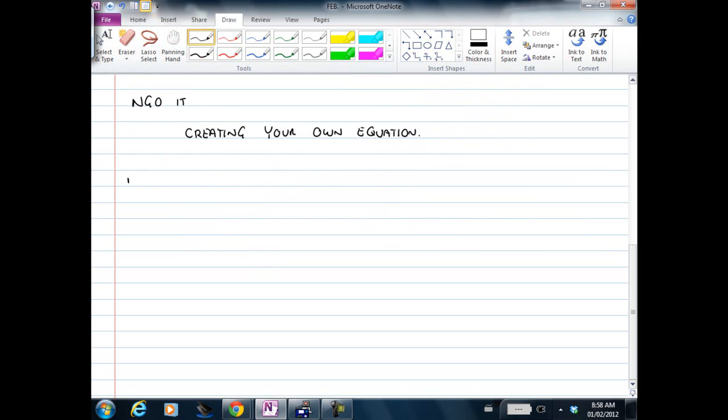The first type, I call this the fencing problem. Type 1: fencing. Or we'll just call it fence problems. This question is really famous. In every exam, they always huck in a fence problem.